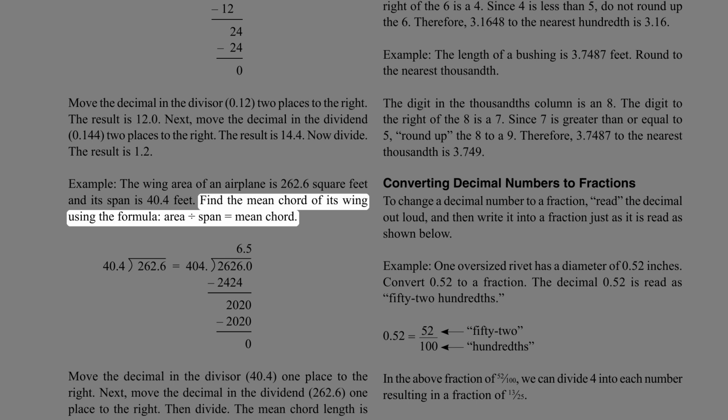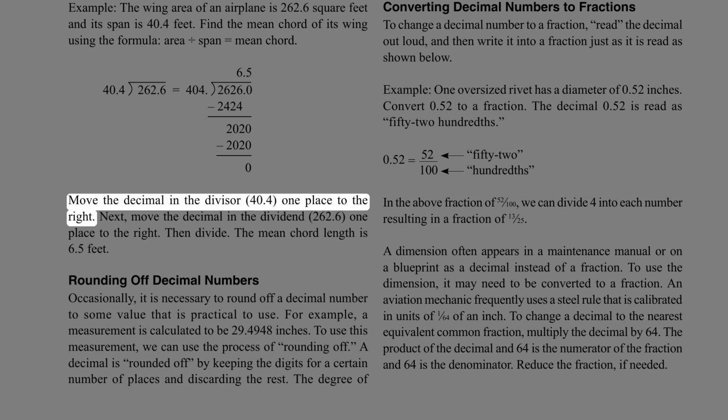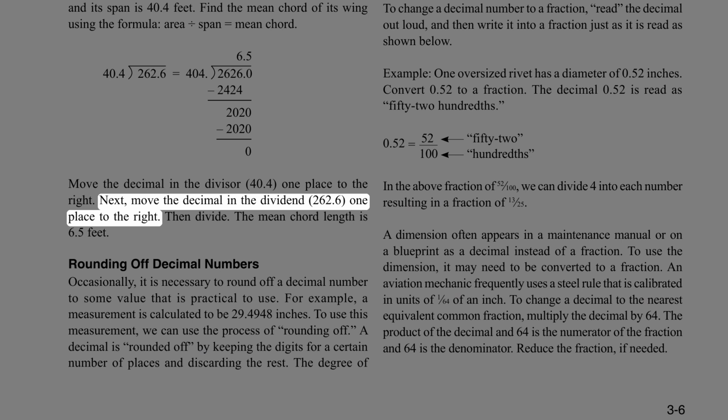feet. Find the mean chord of its wing using the formula. Area divided by span equals mean chord. Move the decimal in the divisor, 40.4, 1 place to the right. Next, move the decimal in the dividend, 262.6, 1 place to the right.